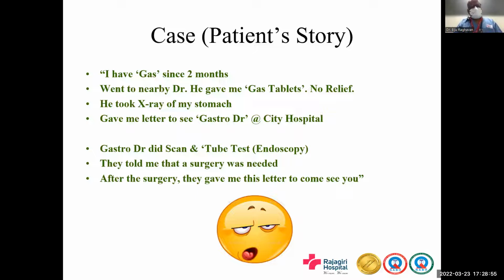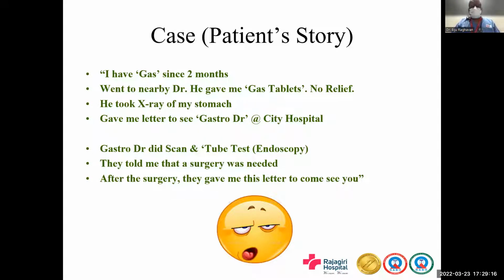He gave me some gas tablets. I took it for about 1 week, but there was no relief. Then he took an X-ray of my stomach. And after that, he gave me a letter to see the gastro doctor at the city hospital. Okay, then what happened? The gastro doctor did a scan and a tube test.